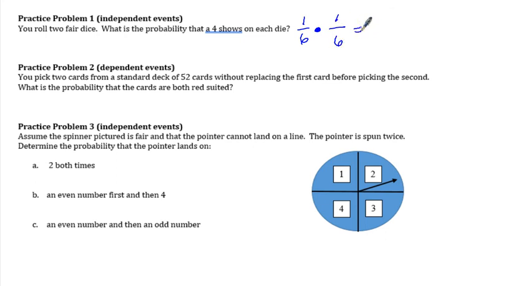So if we multiply these together, 1 times 1 is 1, 6 times 6 is 36. You have a 1 in 36 chance that you get a 4 on both dice. And if you want to convert that to percentages, that's fine.